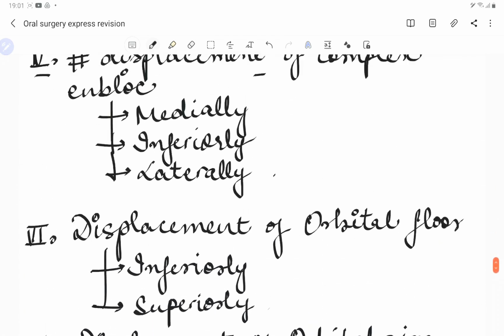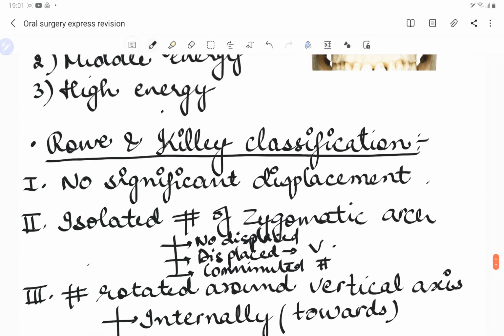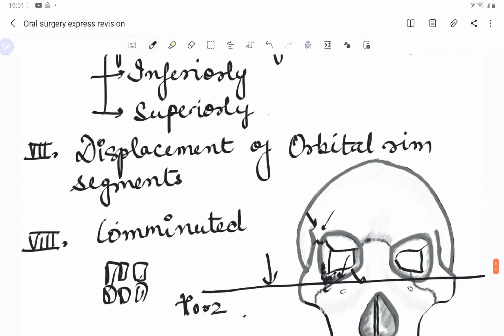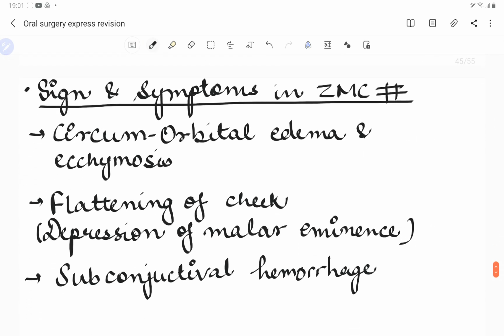We have also studied one more classification, which is the Rowe and Kelly classification. Today we will be talking about the signs and symptoms of zygomatico-maxillary complex fracture. Whenever there is a fracture, we see general signs like swelling associated with the fracture, or edema, which we call the swelling, right?